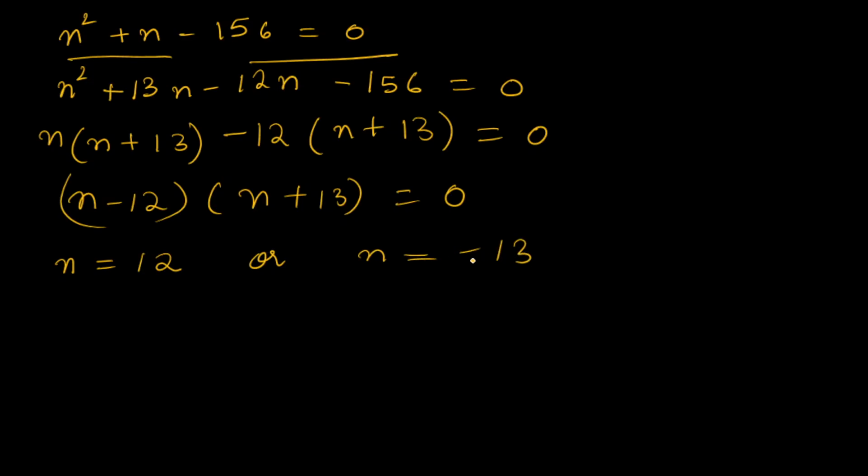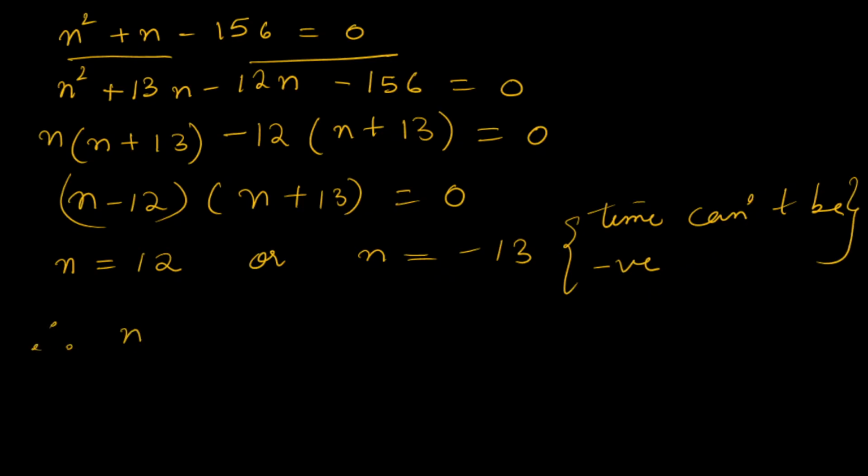See, n is time. So time cannot be negative. We'll mention the reason: time can't be negative. So therefore n is equals to 12 months. When I'm writing these things, that means in the exam you have to write all of these. Like I have written here, n is a negative value. Why are we ignoring it? Because time can't be negative. So that's why n is equals to 12 months.